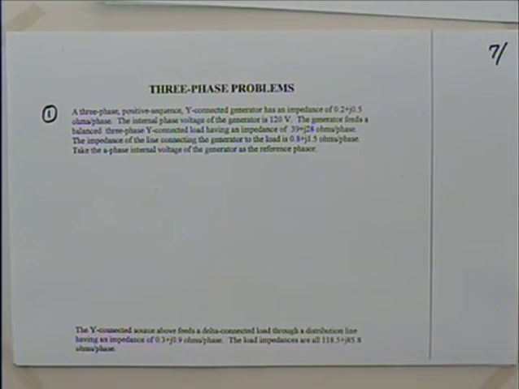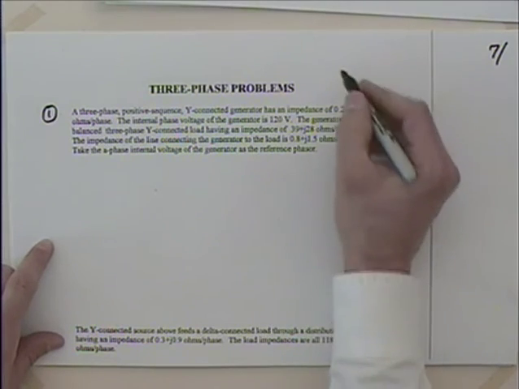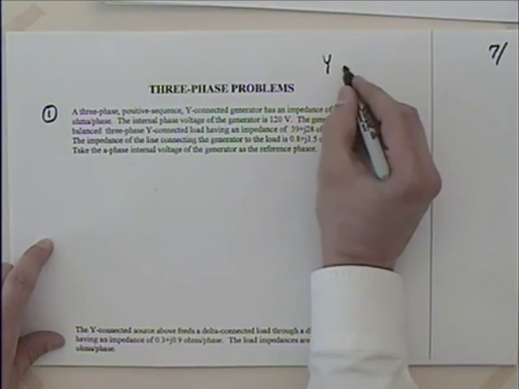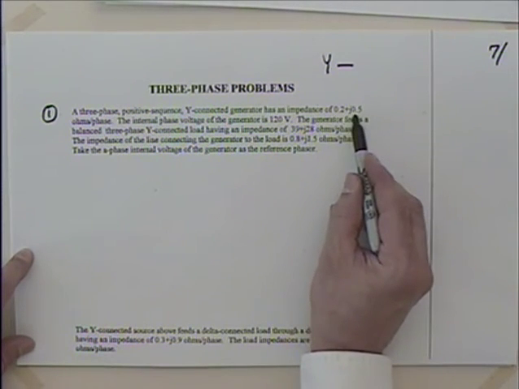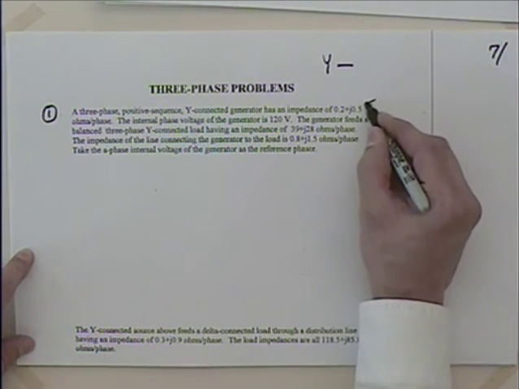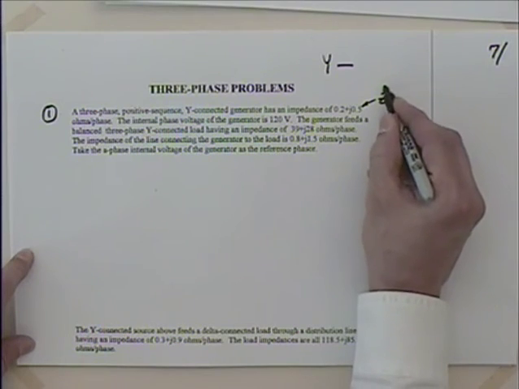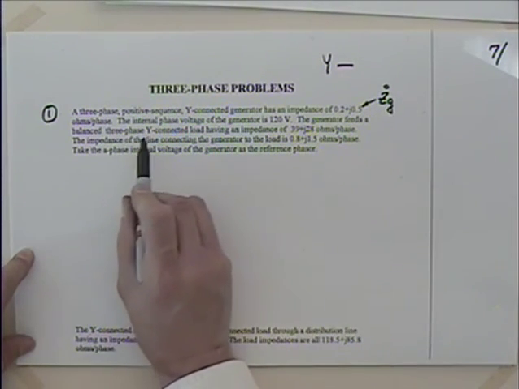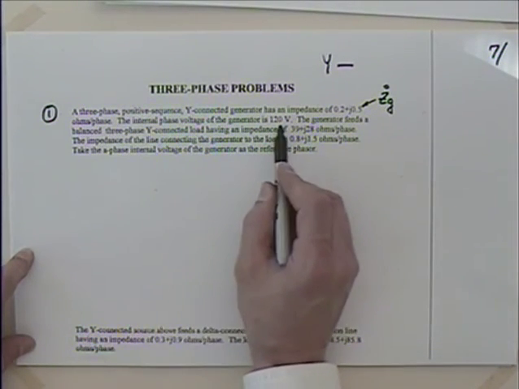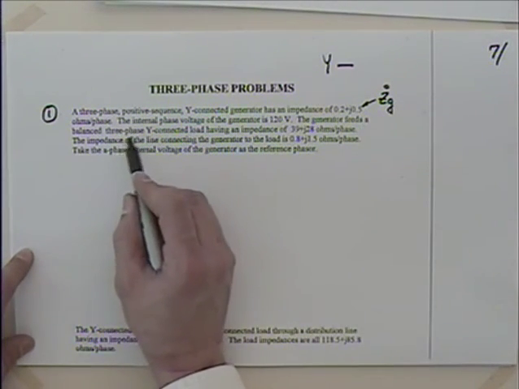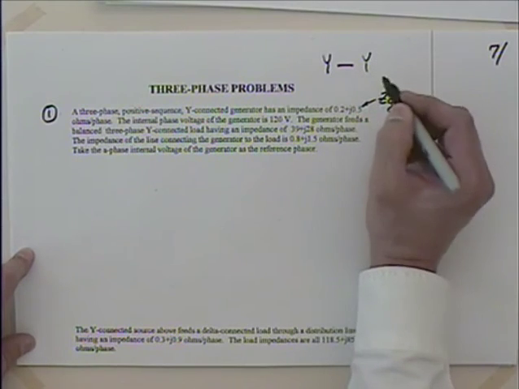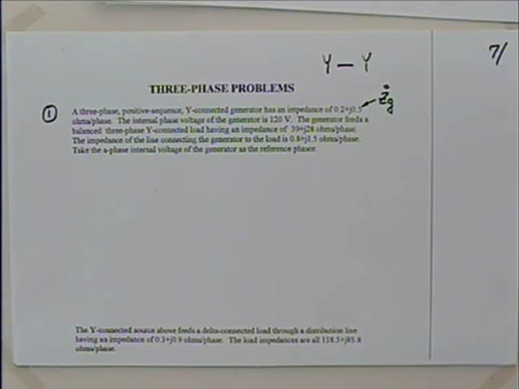So we've got a three-phase positive Y connected generator. So we have a Y generator that is connected. Let's see, it's got the generator impedance. So this is Z sub generator. The initial internal phase voltage of the generator is 120 volts, so that's our source. The generator feeds a balanced three-phase Y. Well, it shouldn't surprise you. The first example, the easiest example, is a YY. Okay, so it's YY.